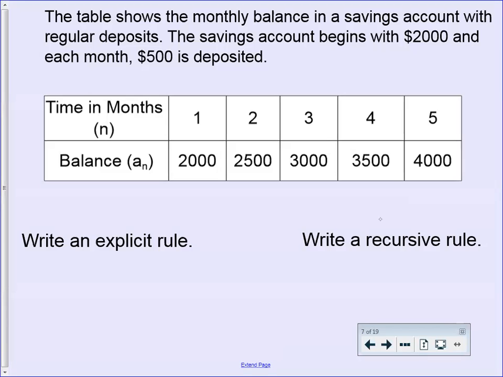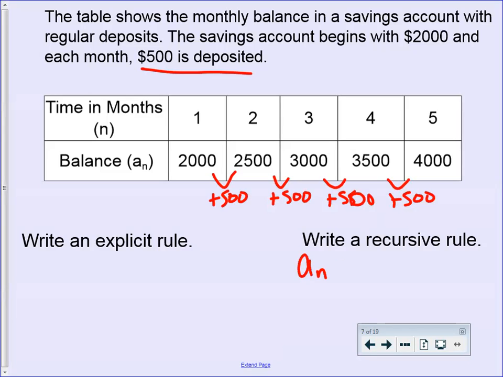All right, guys, so let's come up with our recursive and our explicit rule. For my recursive rule, I need to know my pattern. So we get from 2,000 to 2,500. They told me it's going to be 500 because 500 is being deposited every single month. So my recursive rule is AN equals AN minus 1 plus 500.